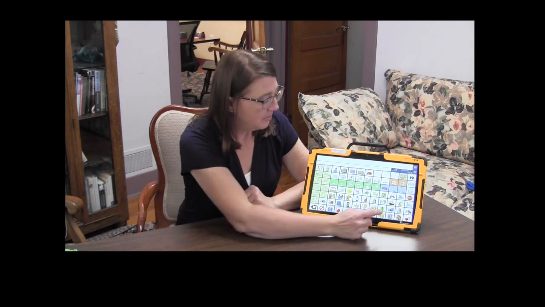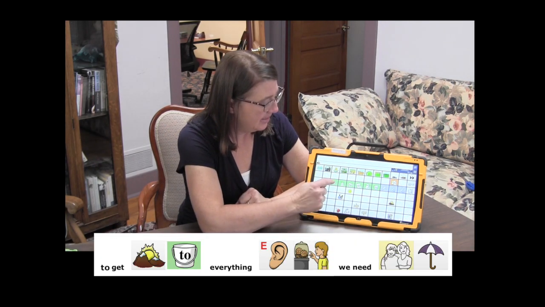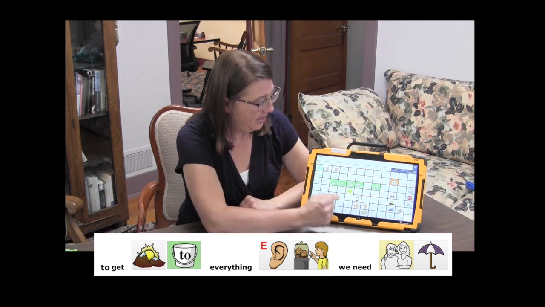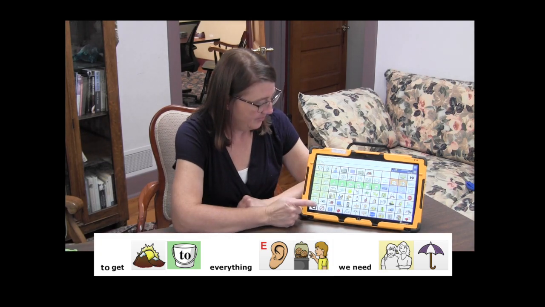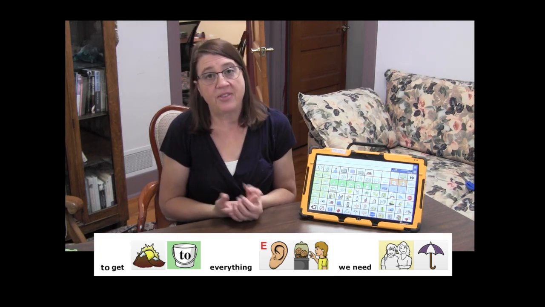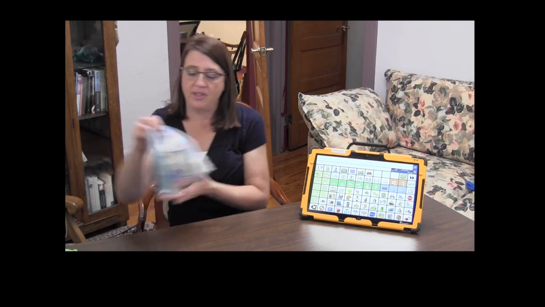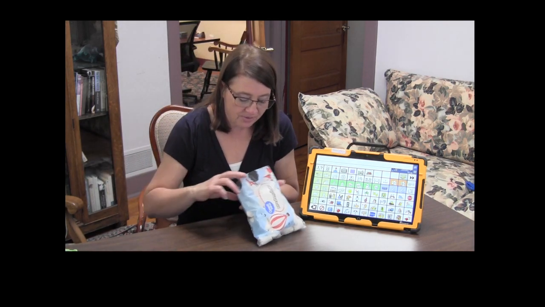And the first thing that we need to do to make our pumpkins is to get everything we need. Get everything we need. And while we're getting the things that we need to make our pumpkins, we're going to practice describing some of those things. For example, one thing that we need is marshmallows.